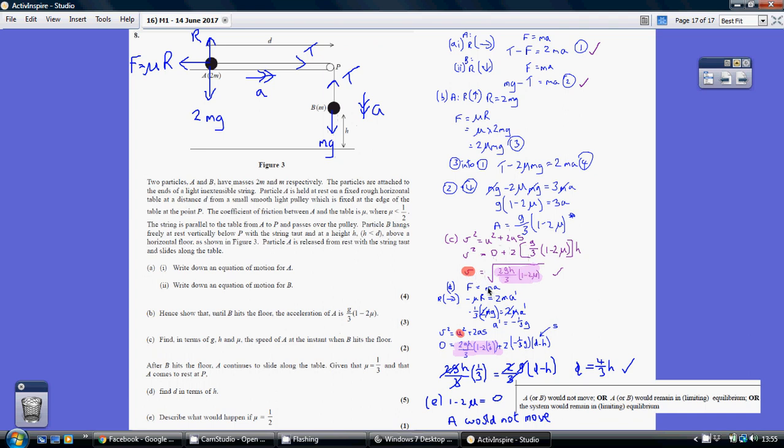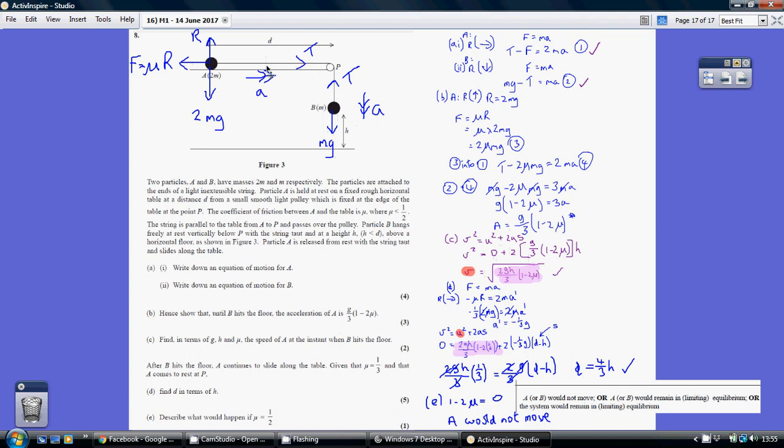Now for part D, after B hits the floor, A continues to slide along the table. Okay, so think about it. So we've got A sliding along the table. The second it hits the floor, it's going to carry on hurtling along here at a different acceleration. So I need to find out the new acceleration that it will be accelerating along at. In fact, it will be decelerating, but it's going to be carrying along on here, decelerating.